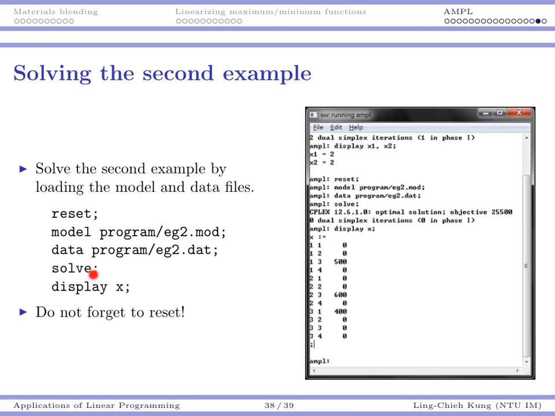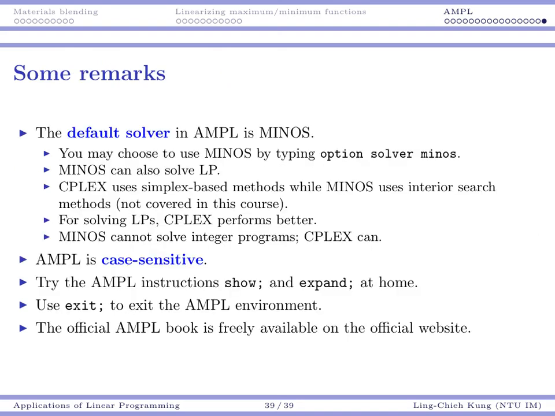Now I only need to display x, then all the values of x will be displayed at the same time. I would see a screen like this. This tells me that, oh, okay, x11 is 0, x13 is 500, etc. Okay, so that's how we solve the second example.